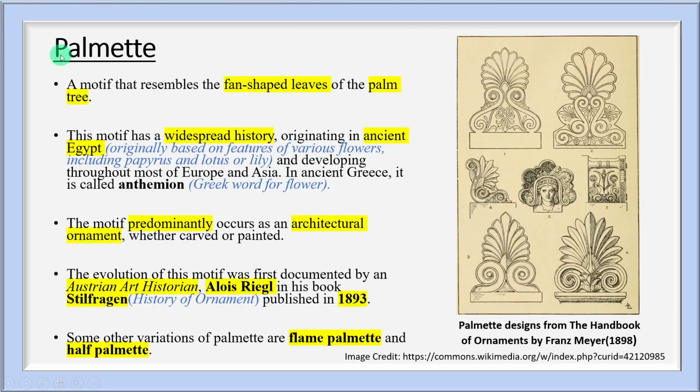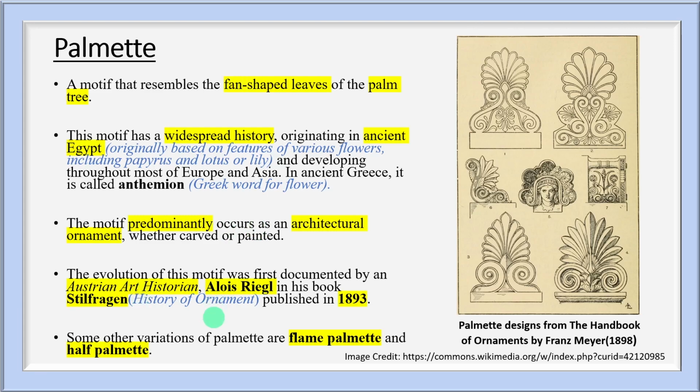First motif is Palmette. It's the oldest motif because we can trace back its origin to ancient Egypt, almost 4,000 to 5,000 years ago. It was originally based on various flowers such as lotus or lily and even papyrus. And later we started associating it with fan-shaped leaves of the palm tree. And in Greece, we have another name for it, that is anthemion, which is a Greek word for flower. The motif predominantly occurs as an architectural ornament, whether carved or painted.